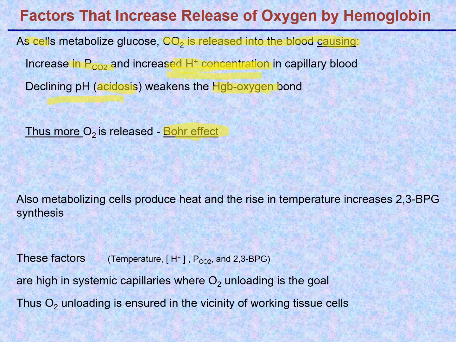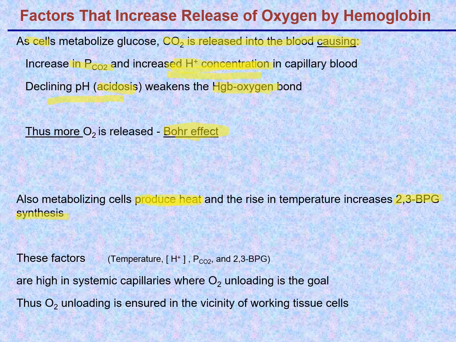The other thing is that metabolically active cells produce heat. The more metabolically active they are, the more heat they produce. When we form energy by the oxidation of glucose, the breakdown of glucose, it's not 100% efficient. All the energy from the carbohydrate glucose does not go to ATP production. Some of that energy is generated as heat. And so you get a rise in temperature. You know that when you're physically active, you have a rise in temperature. And a rise in temperature will trigger a very rapid increase in 2,3-BPG synthesis inside the red cells.